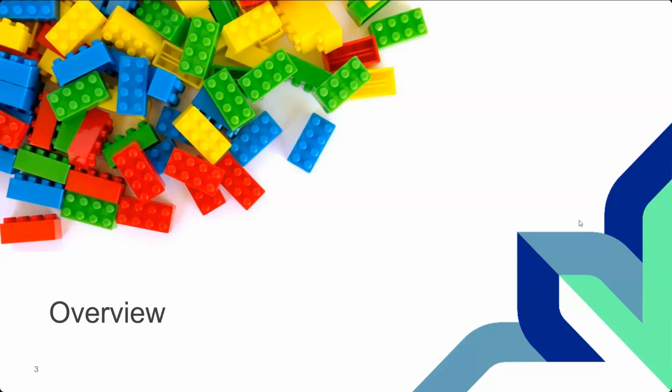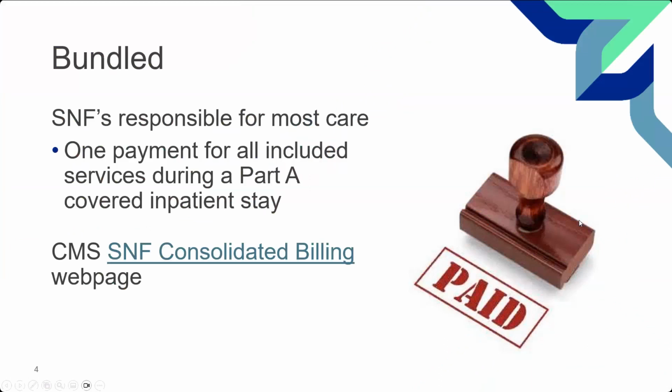The first thing you want to be aware of is when you talk about SNF Consolidated Billing, this is a form of bundling for the Medicare payment systems. This is the Skilled Nursing Facility Prospective Payment System bundling. What that means is that the SNF, the Skilled Nursing Facility, in which a patient is inpatient and that skilled nursing facility is receiving a Part A payment, is responsible to pay for most care. The care they are not responsible to pay for is things outside of their scope of practice.